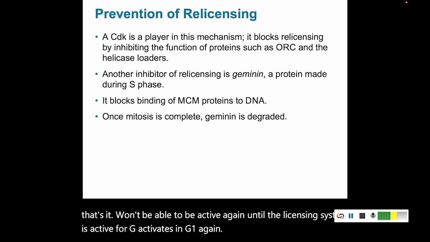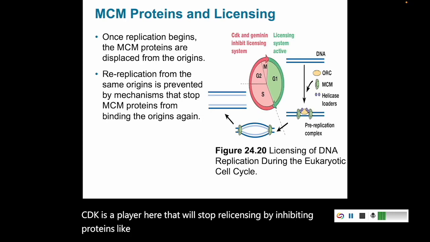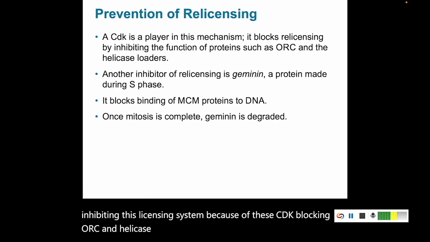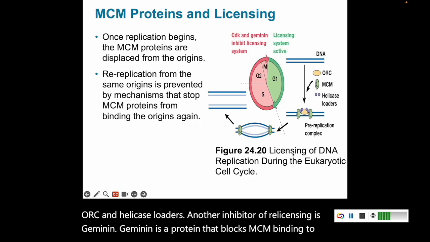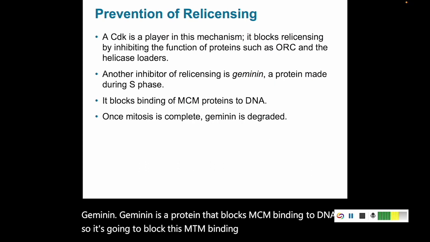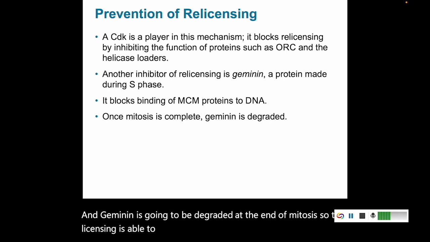Cdk is a player here that will stop relicensing by inhibiting proteins like ORC and helicase loaders. So here you are inhibiting this licensing system because of these Cdk blocking ORC and helicase loaders. Another inhibitor of relicensing is geminin. Geminin is a protein that blocks MCM binding to DNA, so it is going to block this MCM binding here. And geminin is going to be degraded at the end of mitosis so that licensing is able to happen again in the next cell cycle.